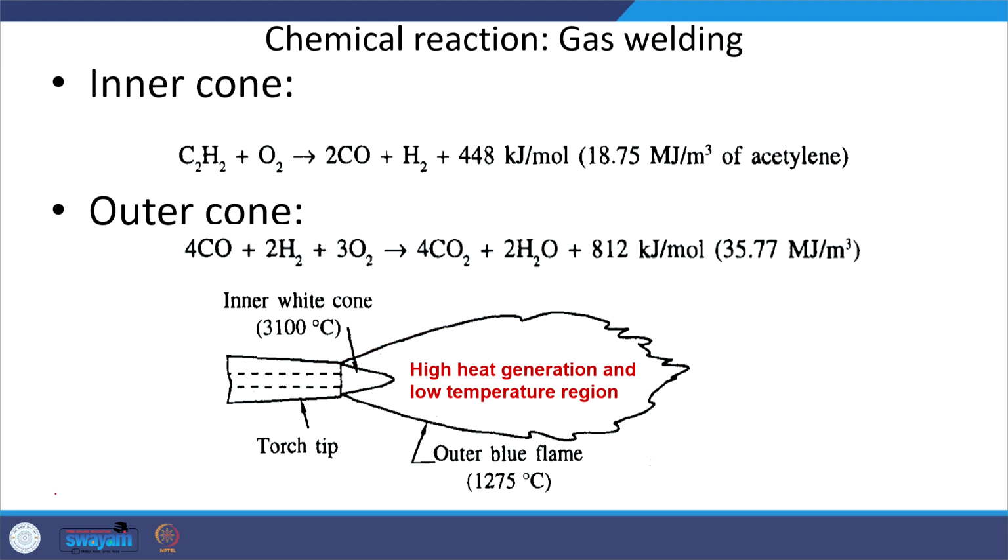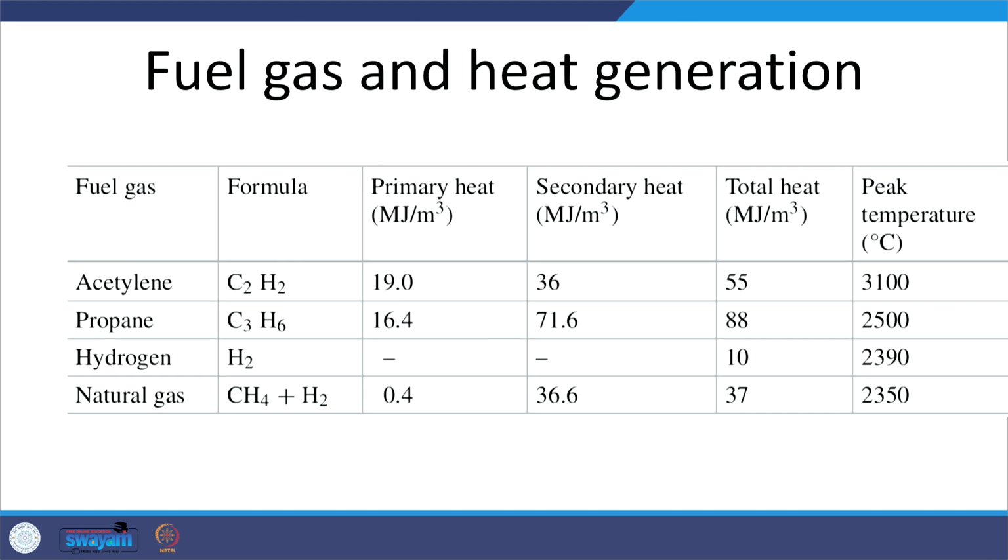Of course, for the welding purpose, we try to keep the torch at a distance from the base metal surface in such a way that the surface of the base metal is in the inner cone zone. Okay. So that the inner cone is exposed to the surface of the base metal for the welding purpose, so that the melting can be realized fast. Different fuel gases generate different amounts of heat and different peak temperatures. That is what we can see here.